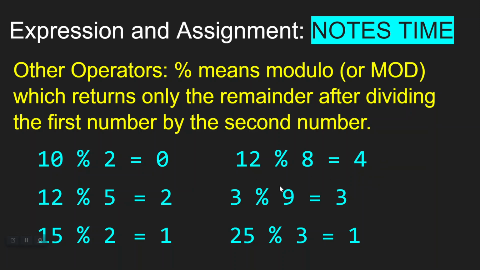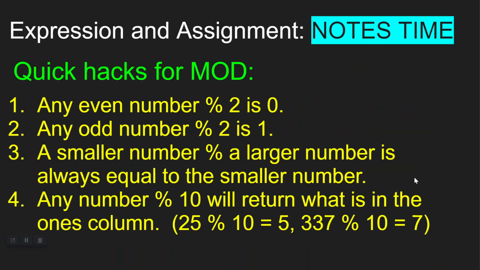But this one here is a little strange. 3 mod 9. So 9 does not divide evenly into 3. So the remainder is just 3. And then finally 25 mod 3. All right, well, 3 goes into 25 8 times, and the remainder is 1. So there you go. This is how mod works, and it's an important one to know for this class.